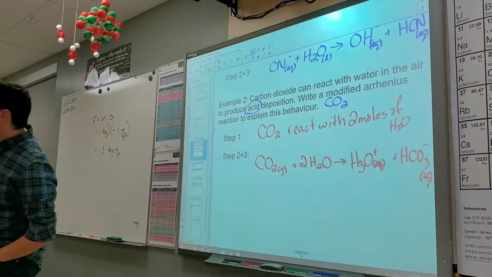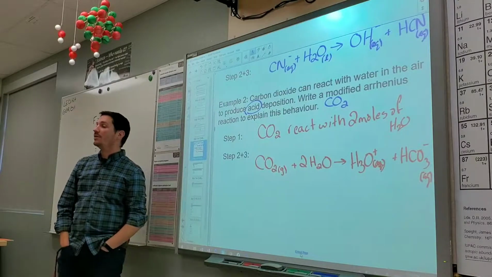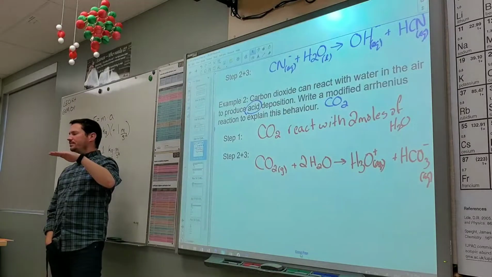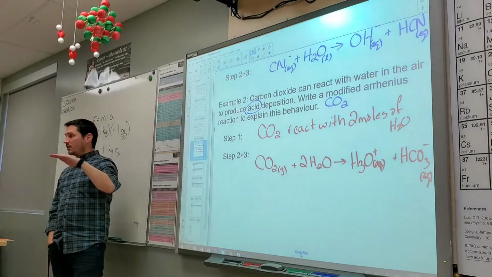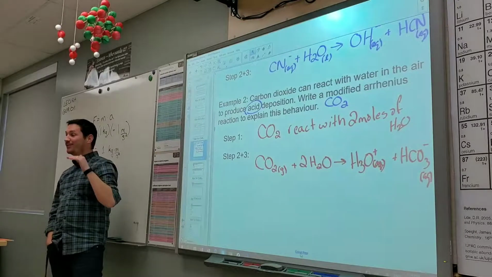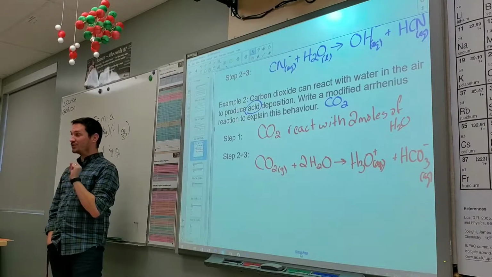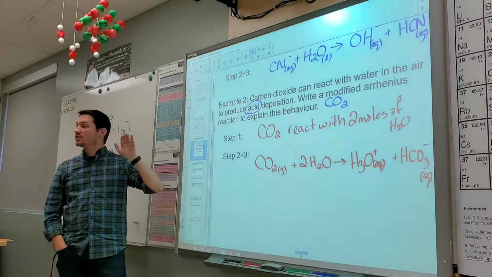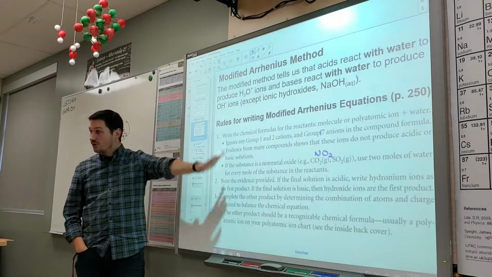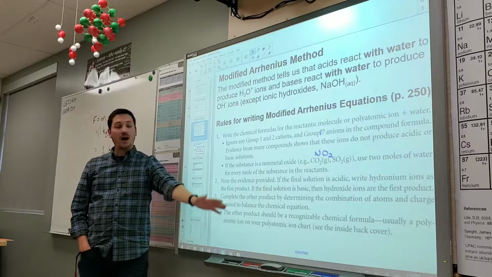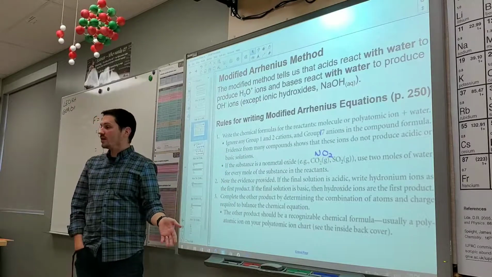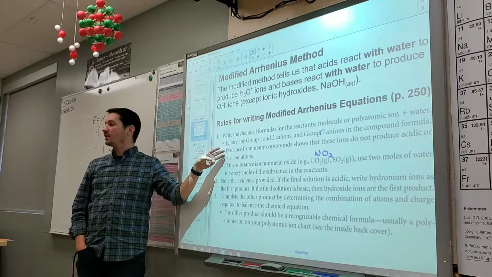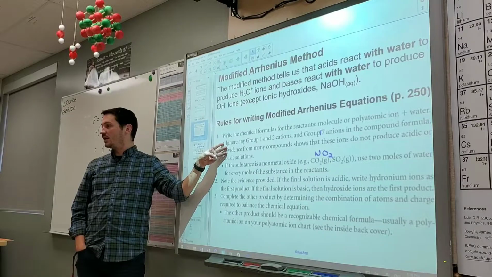Now, I understand if some of you are lost. We should do one more example, but I'm just kind of waiting for people to catch up. If you're lost, it's probably because you haven't totally committed to learning these 3 steps. I understand this is a wall of words. Do you have to memorize them word for word? No. Group 1, 2, or 17, ignore.